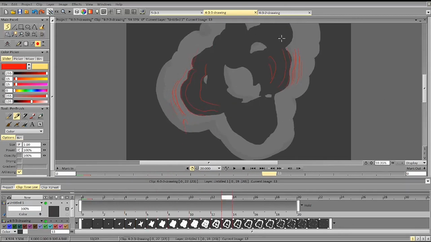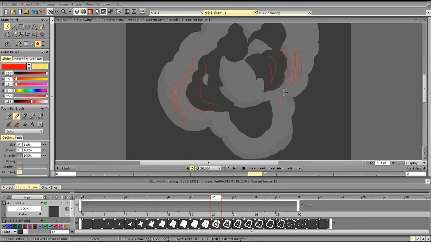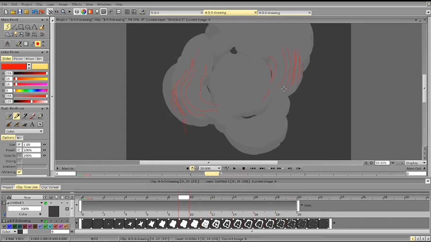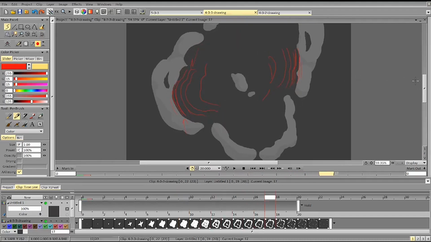I would like to make the motion of the holes more consistent and a bit longer, and let them erase out some of the shapes more. Maybe add some rotation there as well to make it more interesting.